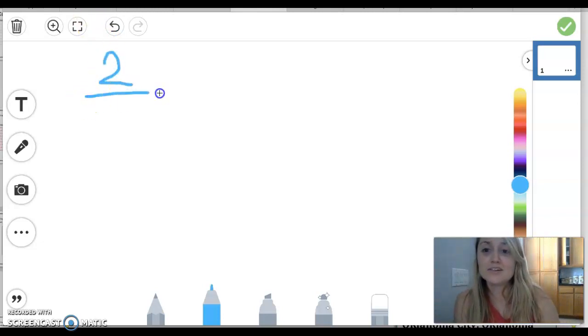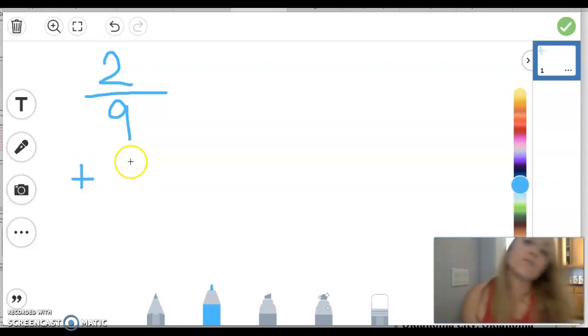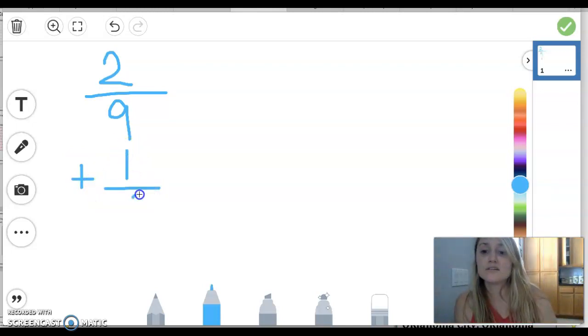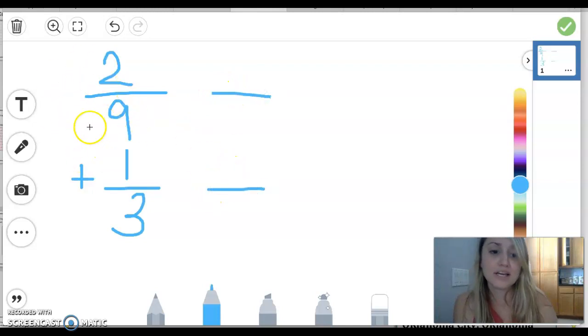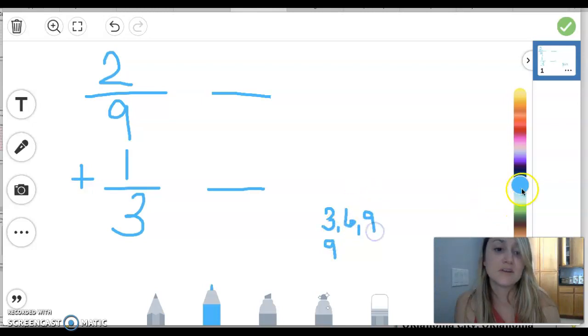So we have 2/9 plus 1/3. Okay, so the way that I usually do mine is I actually line them up one on top of the other, because it makes it easy when we end up working with mixed numbers. So here, if you found the common denominator, 3, 6, 9, so you know that you have 9 as your common denominator.